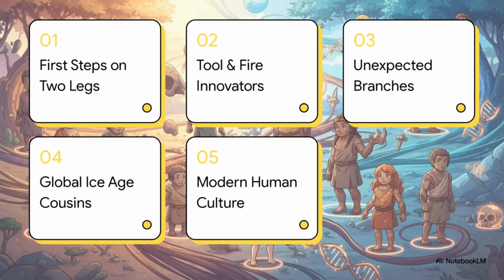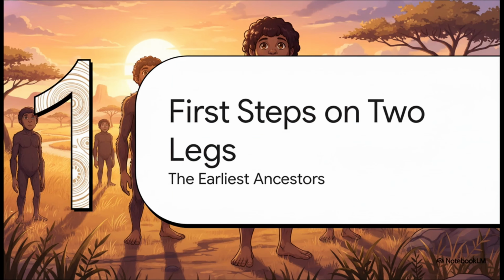All right, so here's our roadmap for climbing the branches of our family tree today. We'll start with first steps on two legs, then look at the tool and fire innovators, explore some specialized and unexpected branches, meet the global Ice Age cousins, and finally wrap up with the dawn of modern human culture. Let's dive right into Chapter 1, First Steps on Two Legs, the Earliest Ancestors.